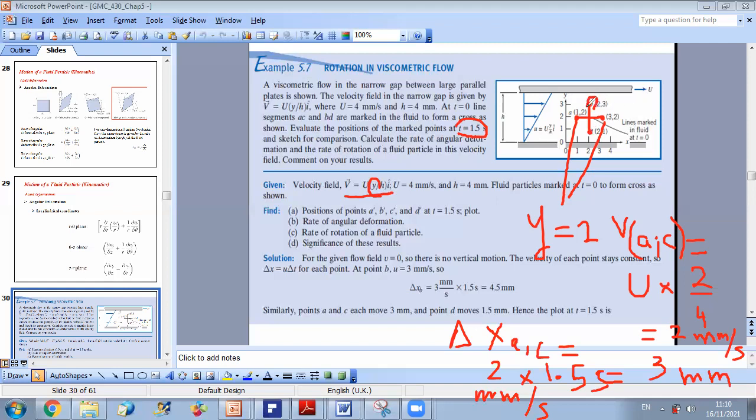For point B, what is y? It's 3. So if I calculate the velocity of point B, I just have to do U times y of B over h, and y of B is equal to 3. So it will give me a velocity of B of 3 millimeters per second. So B will move faster than A and C because it's at a higher height. Okay, and then delta x of B is calculated as 3 times 1.5. So B will move 4.5 millimeters.